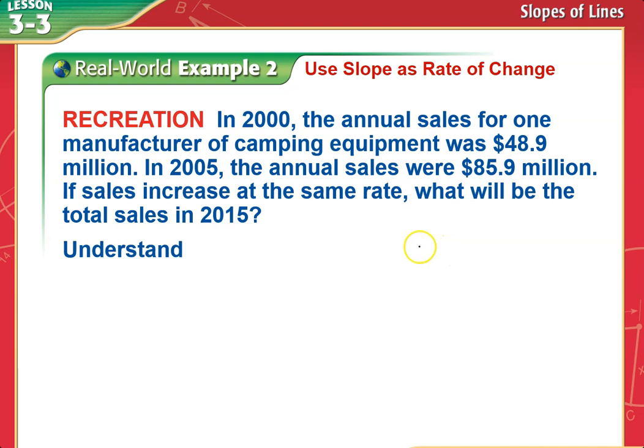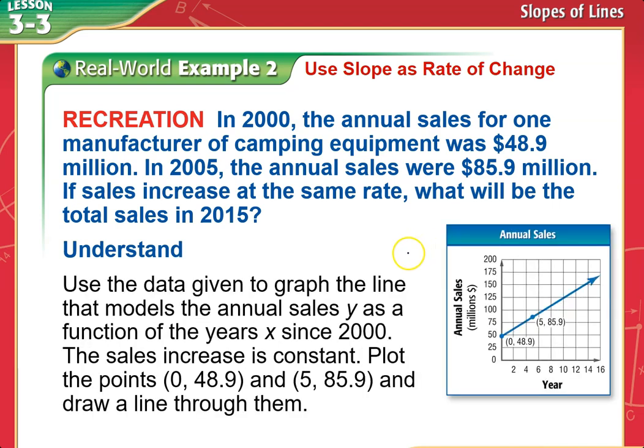So we have a slope. We're going to find the slope between the 2 points, 0, 48.9 and 5, 85.9. We're letting 0 represent the years since 2000. Since we're starting at 2000, then we have that ordered pair 0, 48.9. So there's the graph that represents the situation. Now we're going to find the sales in 2015, and we can make an estimate by looking at the actual graph.